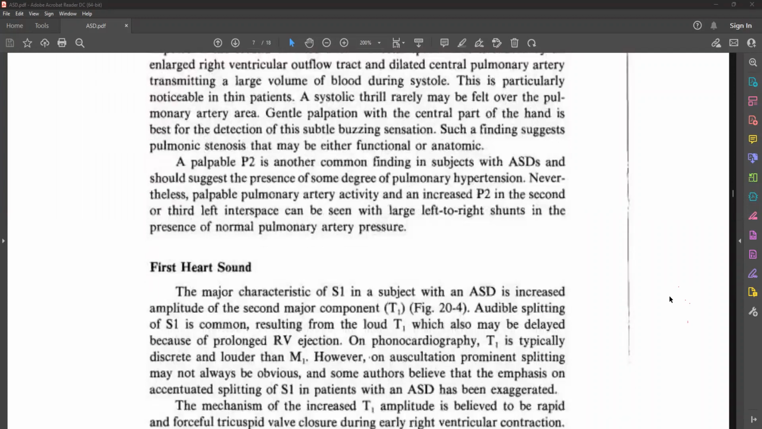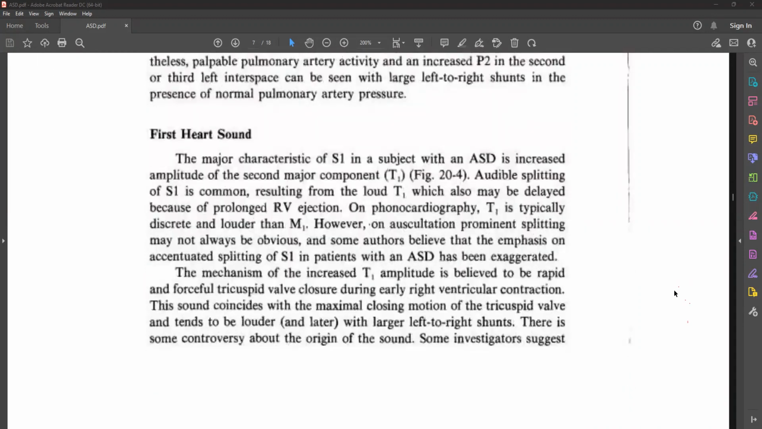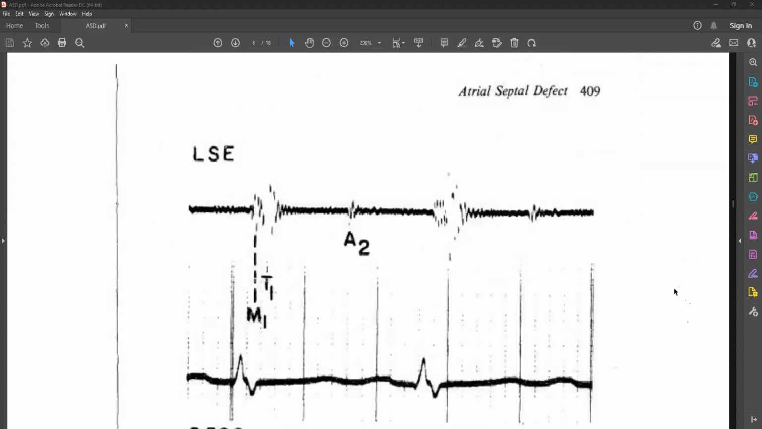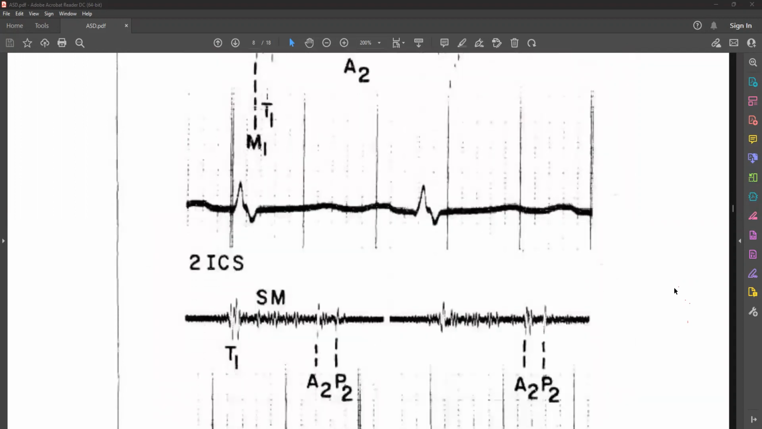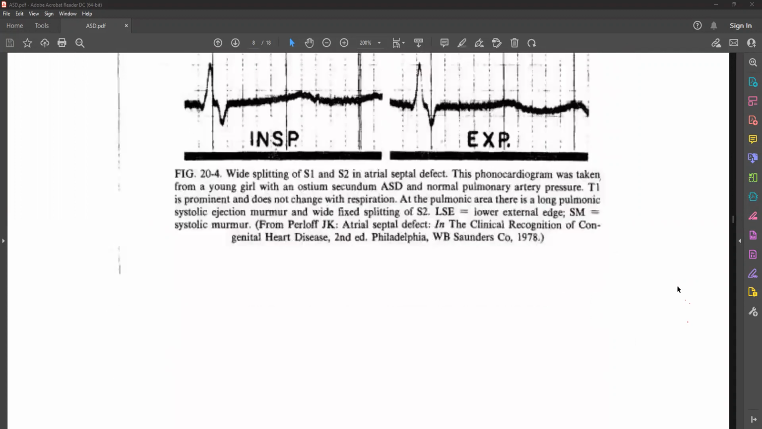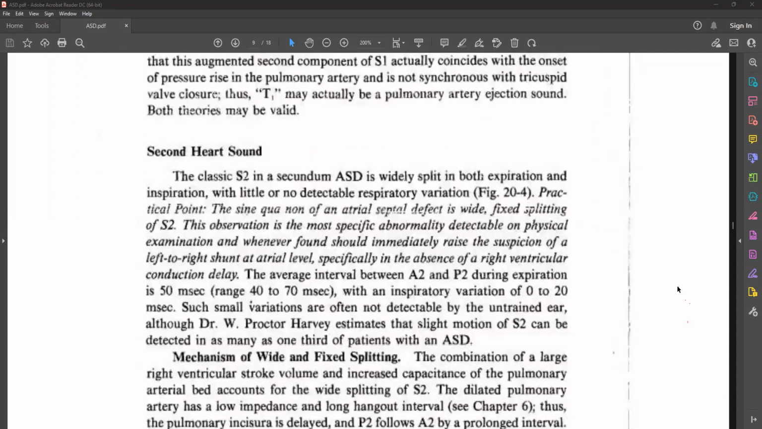Now, the first sound: you can go through the discussion which is given in this book, but remember, the first sound is unaltered in atrial septal defect. That's a better way of remembering it. These things are a little controversial in the discussion. That's the reason I wanted to clarify which part of this chapter should be ignored a little bit. I'm not saying it's wrong, but it's not widely accepted.